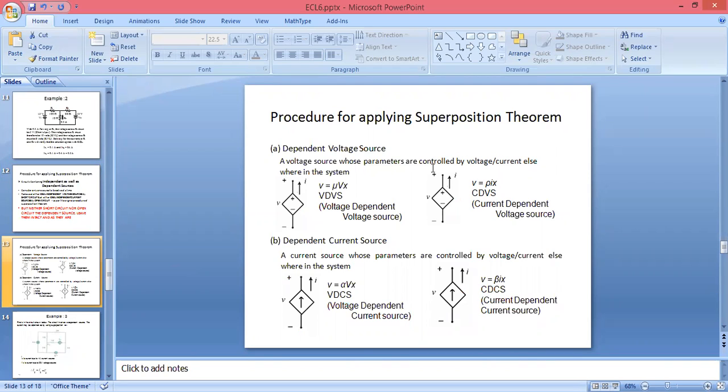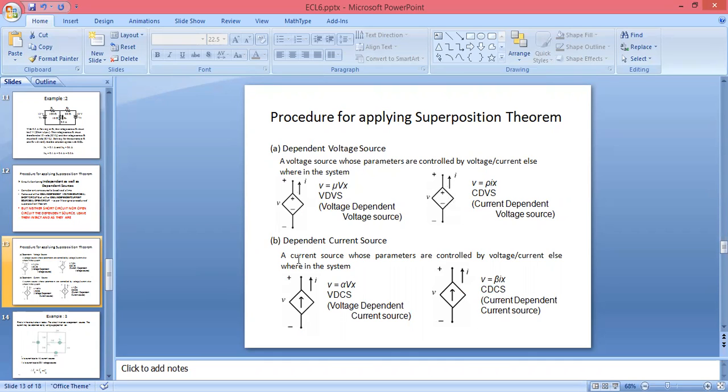A voltage source whose parameters are controlled by voltage or current. These formulas you don't need. You will need only how we are taking the voltage source and current source dependent. If any voltage source is depending on other voltage source, we are calling this as a voltage dependent. If the value of voltage source is depending on other current source, then we can call this circuit as a current dependent source, and we are using these procedures to apply superposition theorem.